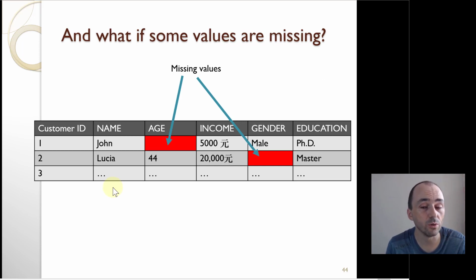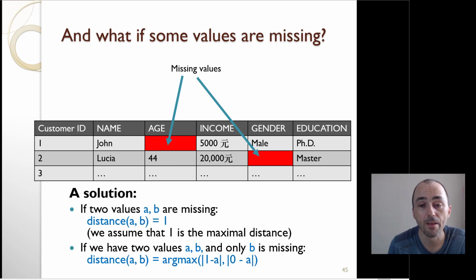Another issue I would like to explain is, what if there are some values that are missing in the data? So here we don't have the age, we don't have the gender. How to deal with this? There is a solution. If two values a and b are missing, the distance between a and b is 1. We assume that they are different. Okay, this is an assumption.